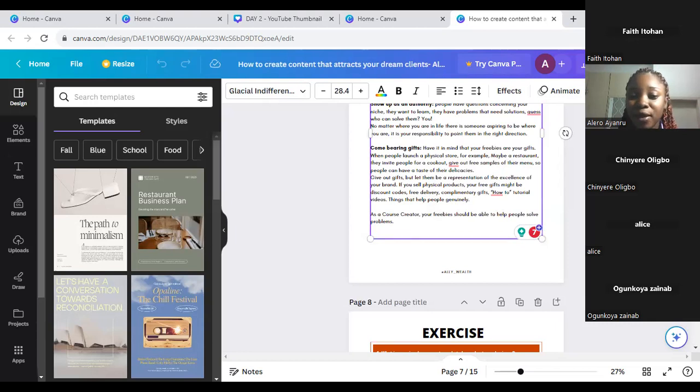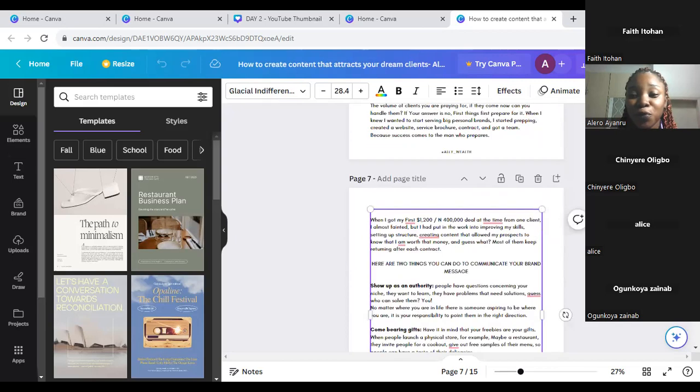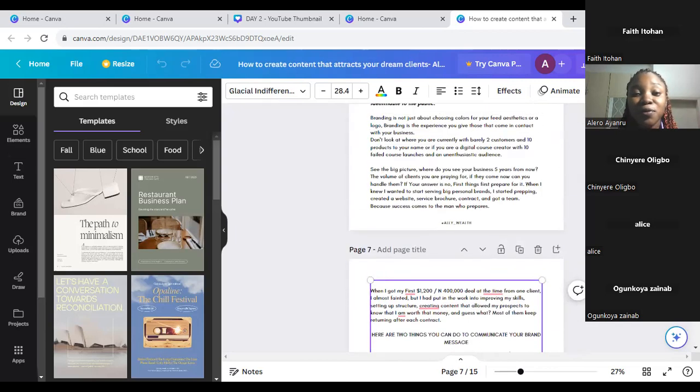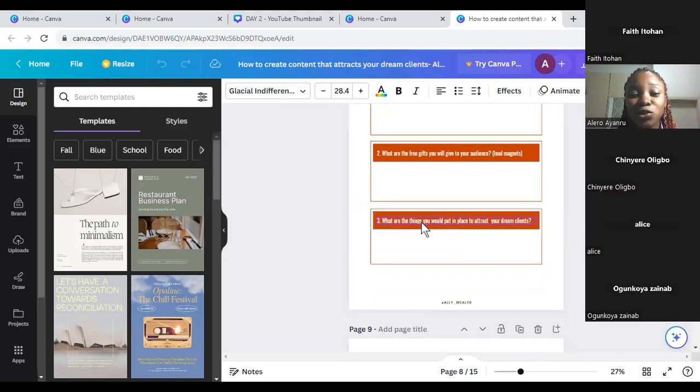Okay. So as a course creator, your freebie should be able to help people solve problems. Even as a seller, maybe you're selling physical products, your freebie should be able to help people solve problems. So there are exercises here, and you also write that down in the group. I said, what impression do you want people to have about your business? What are the free gifts you can give to your audience? And what are the things you put in place to attract your dream clients?